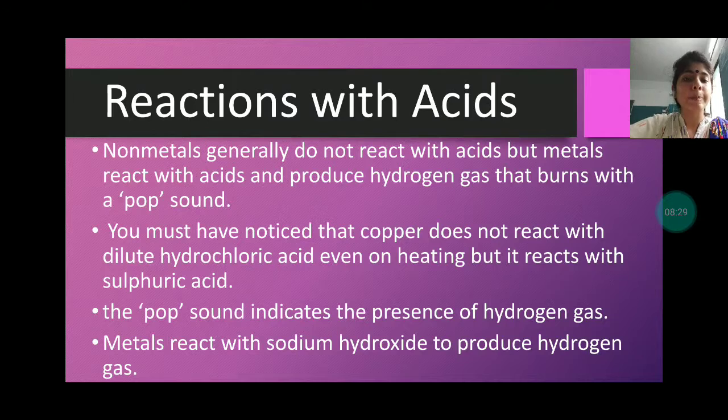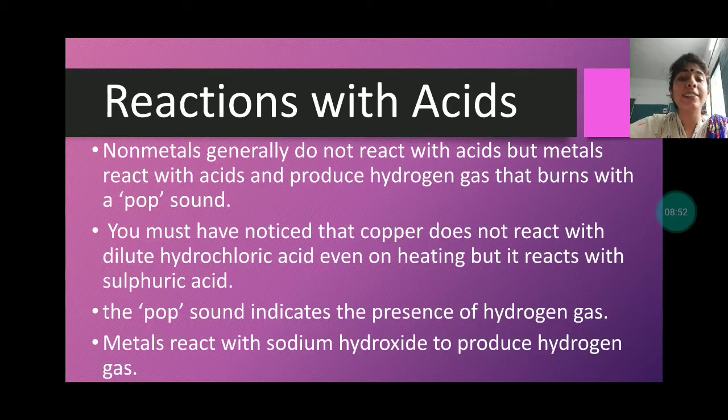You must have noticed that copper does not react with dilute hydrochloric acid. Why will it not react with dilute hydrochloric acid? Because it is not in the pure form. That's why it will not react with the dilute acid. Dilute means it has a very large amount of water. It is not in the pure form.